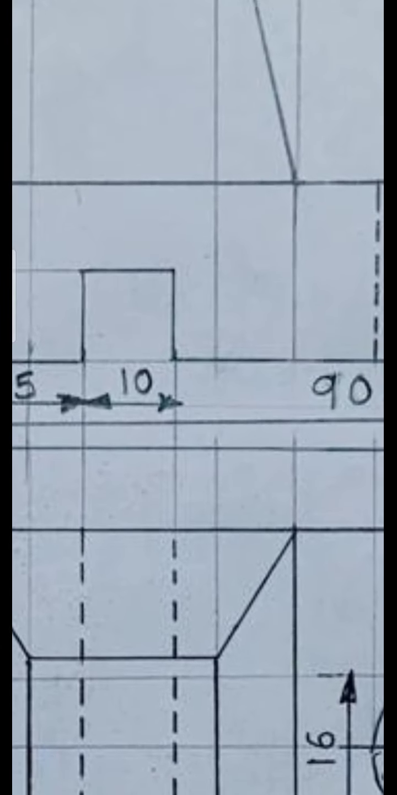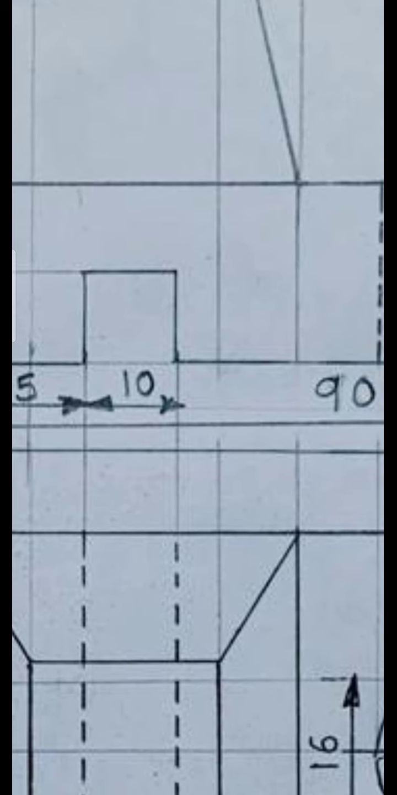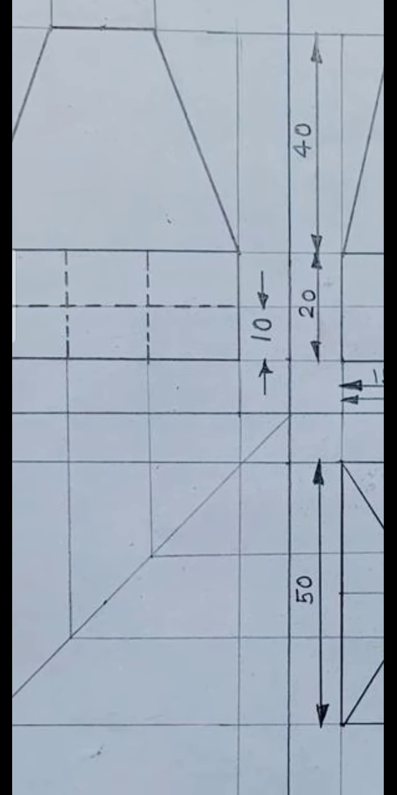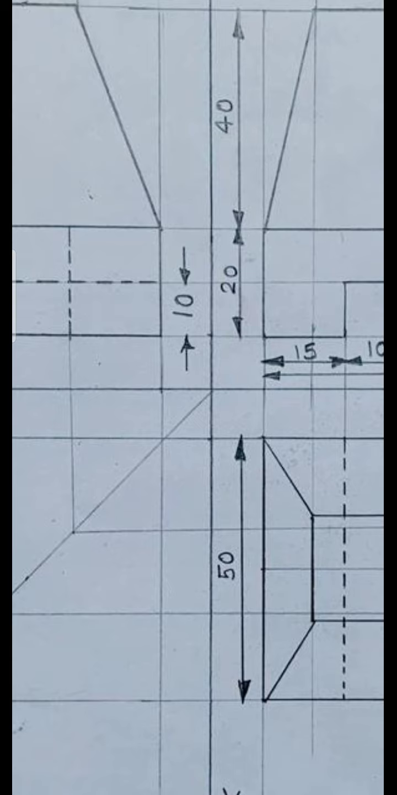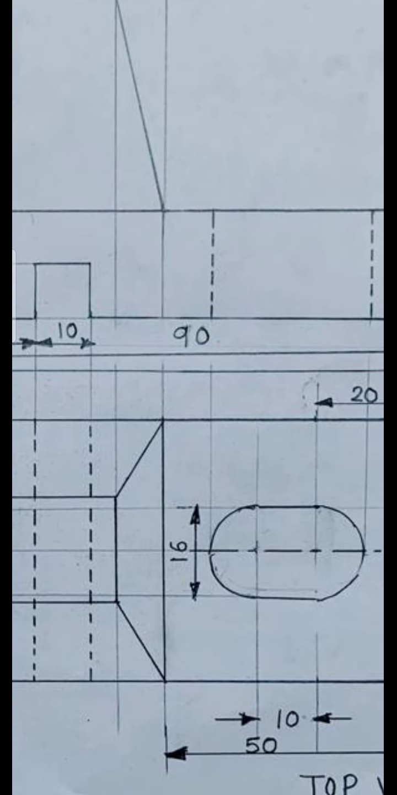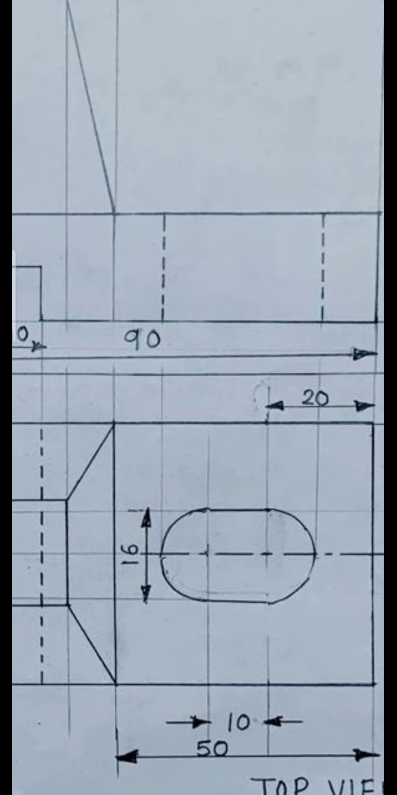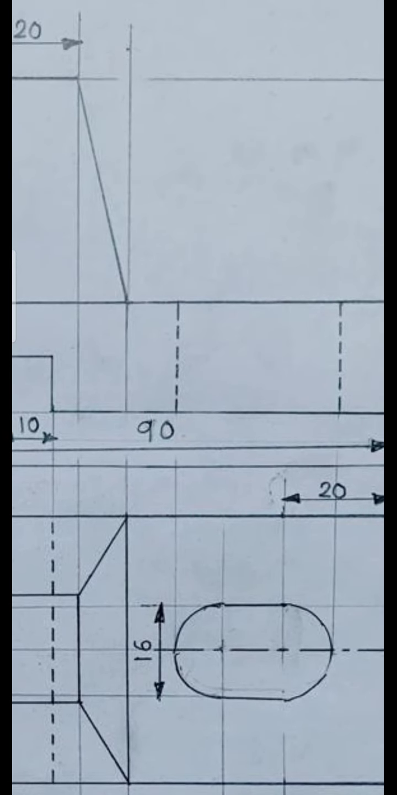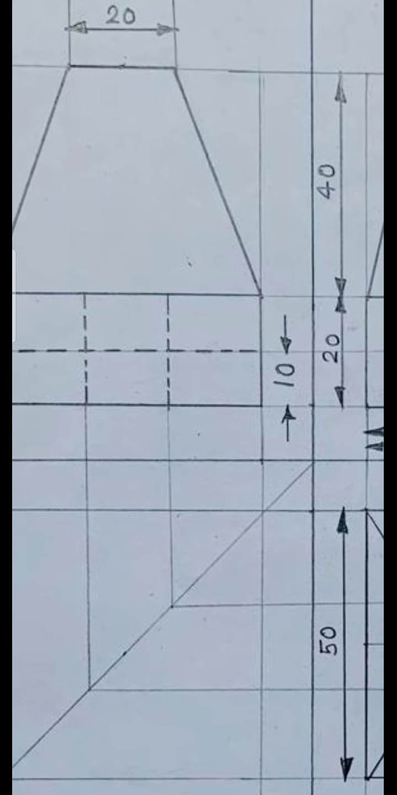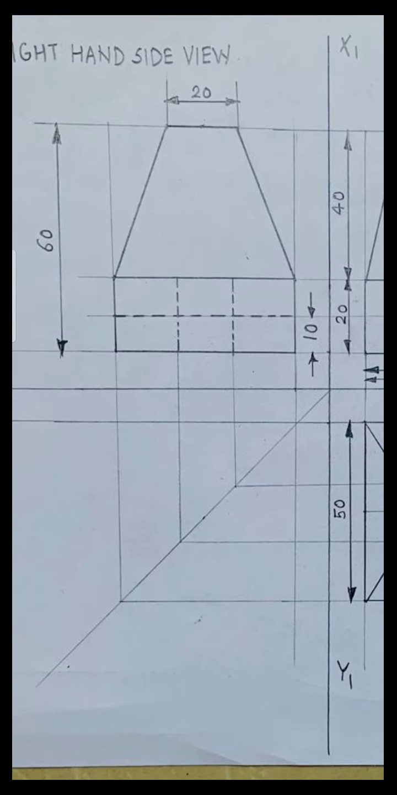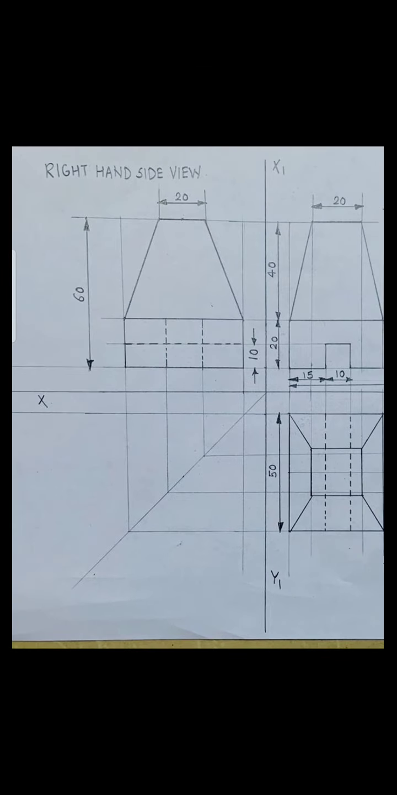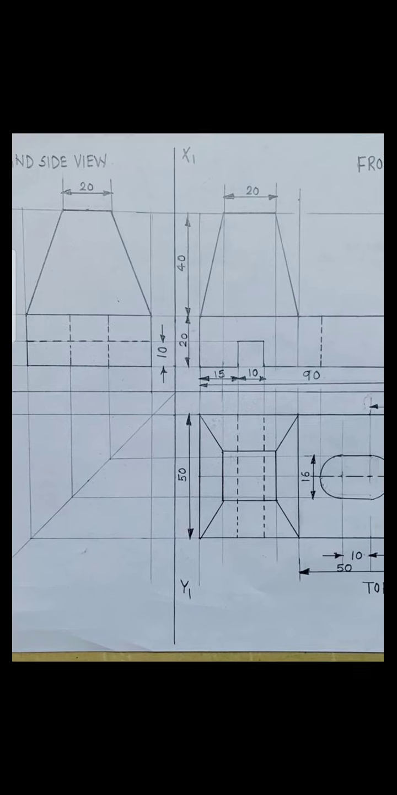For this slot portion, since the slot is in the front view, you have drawn the dotted line in the top view as well as the dotted line in the side view, correct? This semicircular and slot portion is in the top view, so for that you have drawn the dotted line in the front view as well as the dotted line in the side view. So this is the front view, top view and RHS view of the object.